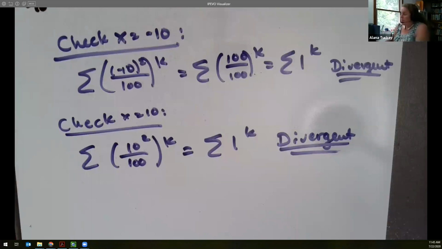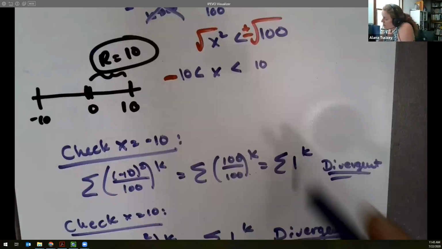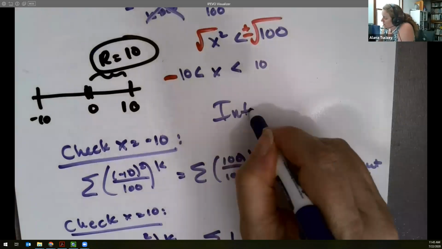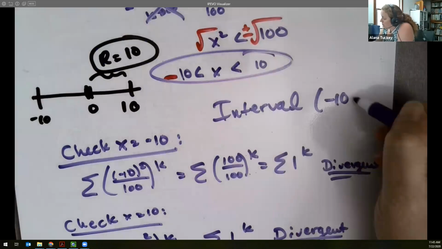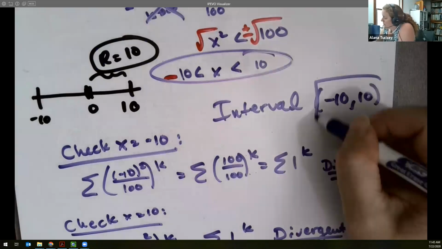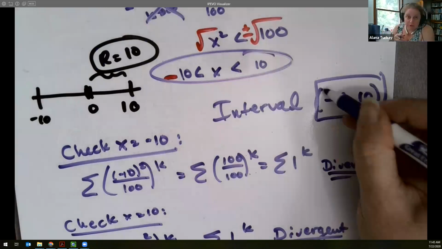Divergent, divergent. And that means that I can go back up now and say, okay, then that means my interval was this, right? That is the interval. It's from -10 to 10, right? Like that. Parentheses on both sides, because both ends were divergent.